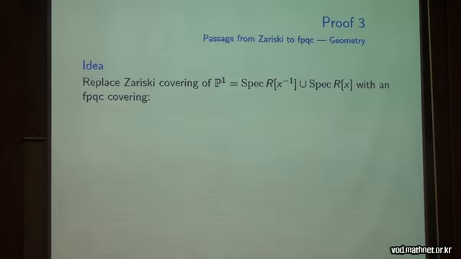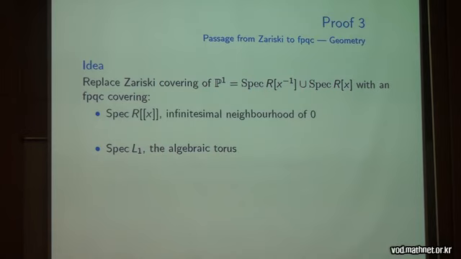Now comes this step that I pass to a different topology. So far I was always speaking Zariski, even though I didn't say that. Now I want to replace this Zariski covering of P1 by an FPQC covering. At least I think these are the correct 4 letters. Now, what is that? Well, first of all, I still take the torus, the spectrum of L1, that is still there. Okay, and then I look at the spectrum of the power series ring in X. Okay, this is like an infinitesimal neighborhood of the point 0 in the projective line.